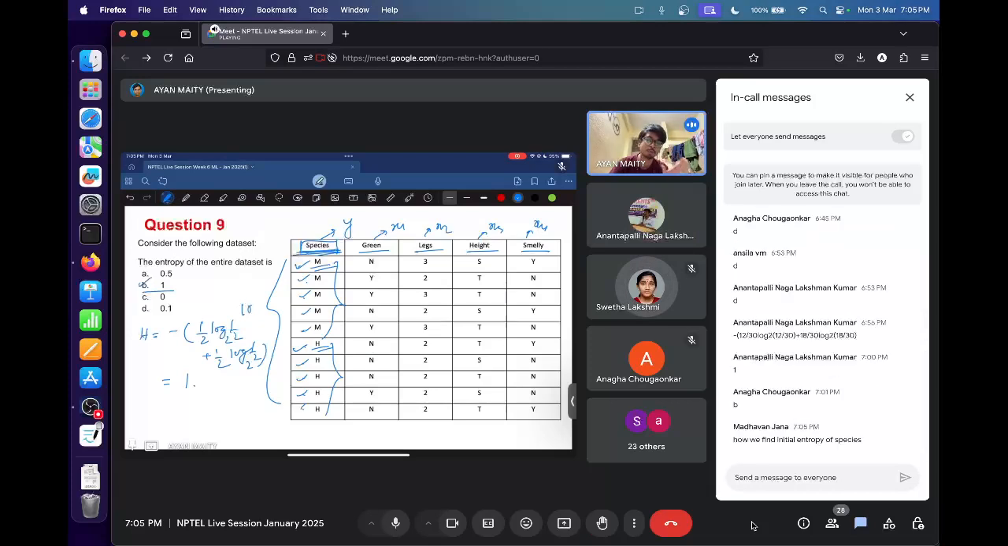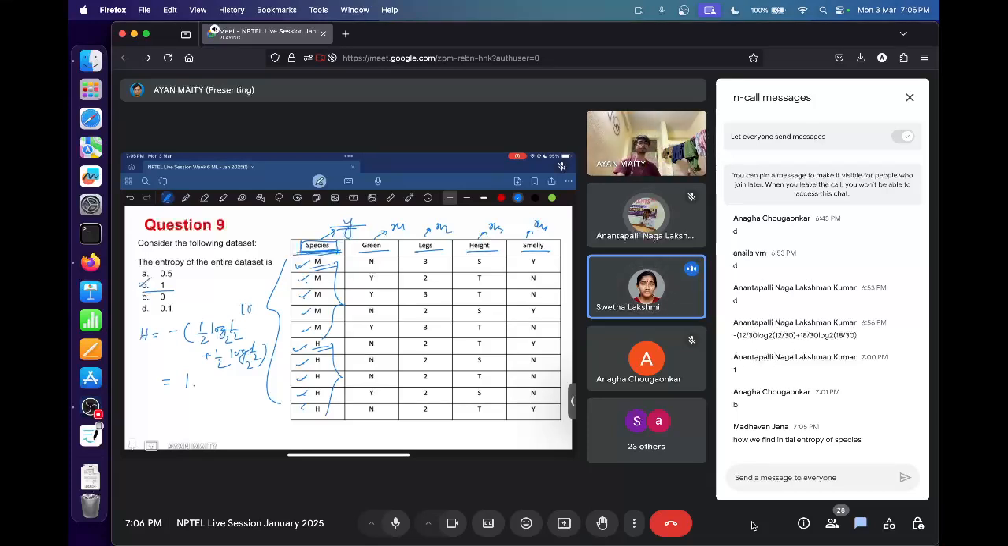You just need to know which are the input attributes and which is the output attribute. You don't need to know what is meant by species, what is meant by green, what is meant by legs. Yes, but it is not mentioned which is the output or input attribute. I already told you, this is why I've written this is the target variable. Without telling, how will we know? It will be written.